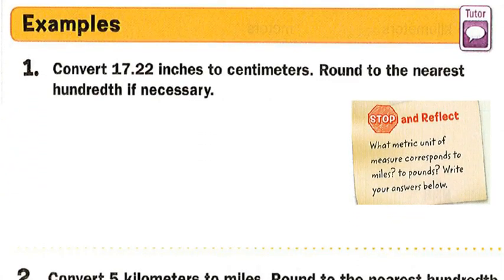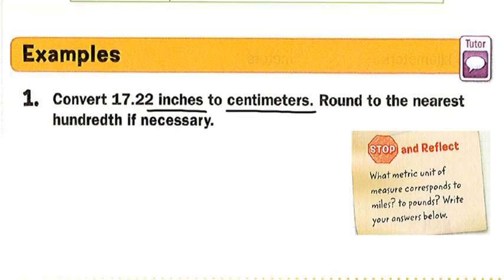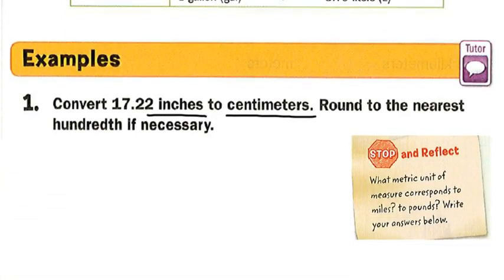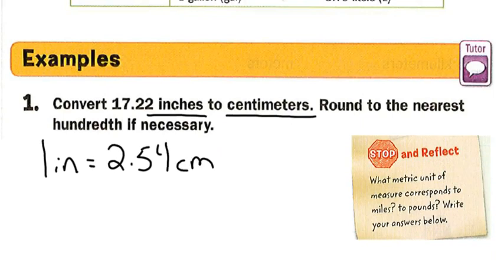So number 1 says convert 7.22 inches to centimeters. All right, we're going to round to the nearest hundredth if necessary. So the first thing I'm looking at here is we're going from inches to centimeters. So I'm going to go back up to my table, and I'm going to find inches, which are right here, and centimeters, which are right here. And I'm going to bring that down, and I'm going to write that down here and say that 1 inch is equal to 2.54 centimeters. And this is what you should be doing for every single problem in this unit. Get that first conversion down right in front of you so you can use that as you need it.